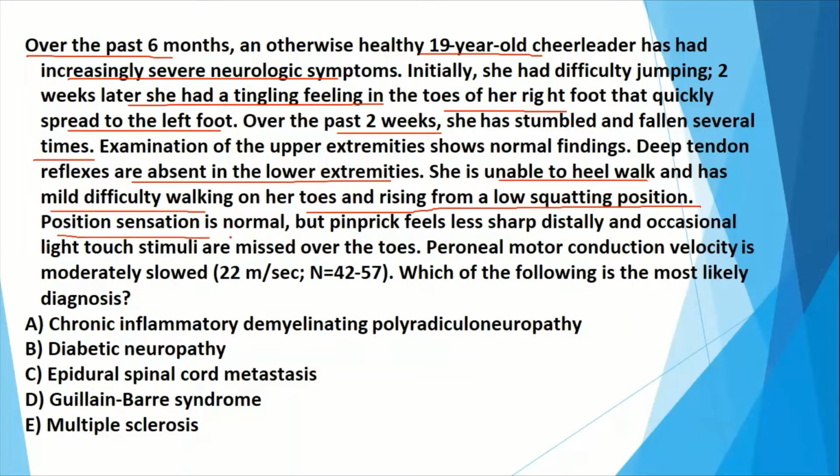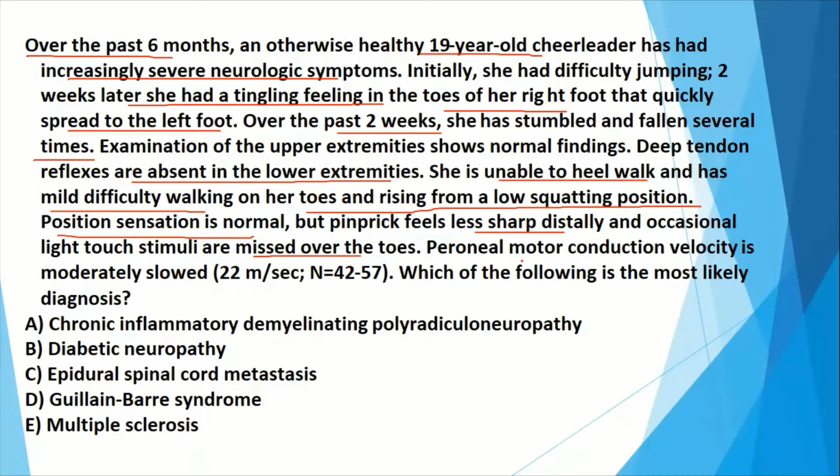Position sensation is normal, but there is a bit pinprick feel is less sharp, and occasional light touch stimuli are missed over the toes. So there is some abnormality related to the sensory system. And then they have performed a nerve conduction test, which showed a decreased velocity or decreased speed of the nerve conduction. Which of the following is the most likely diagnosis?